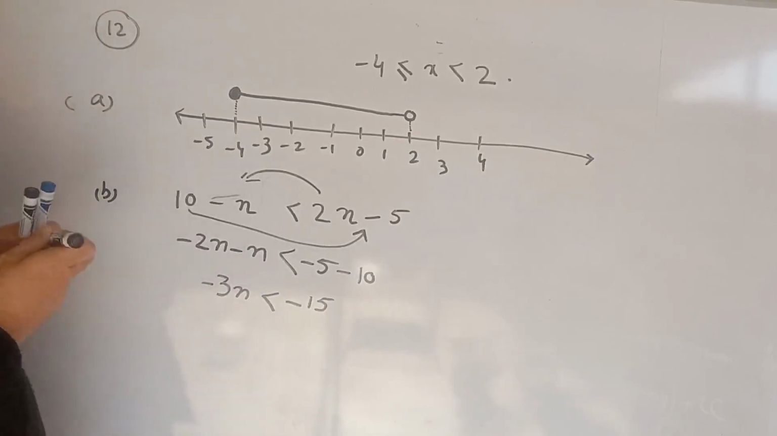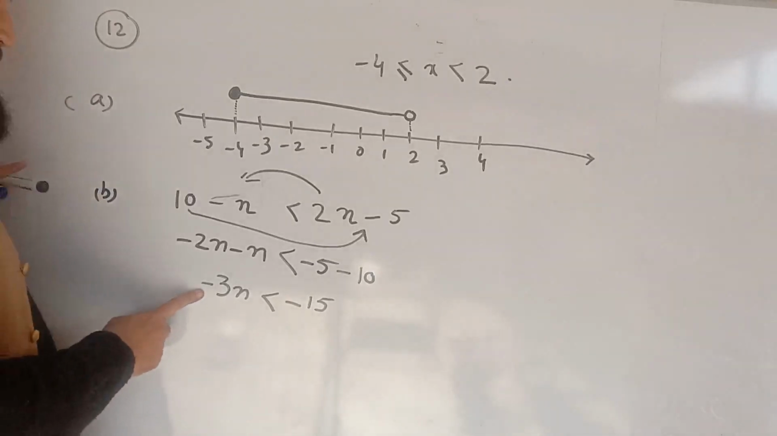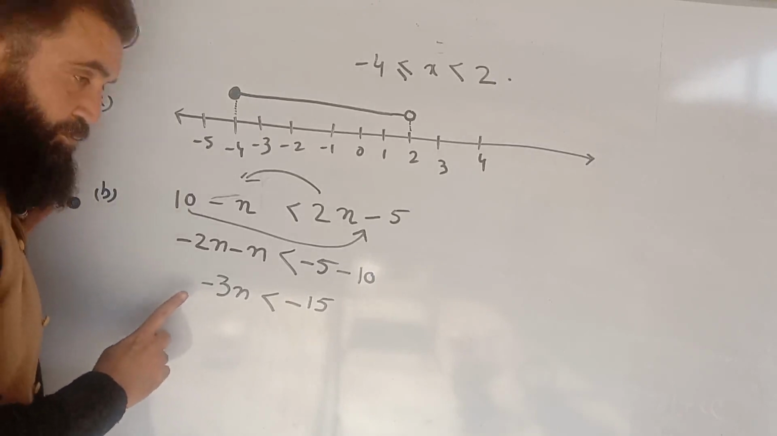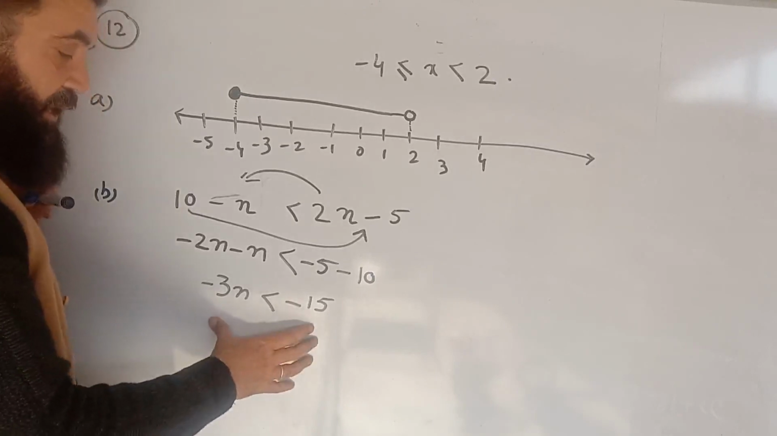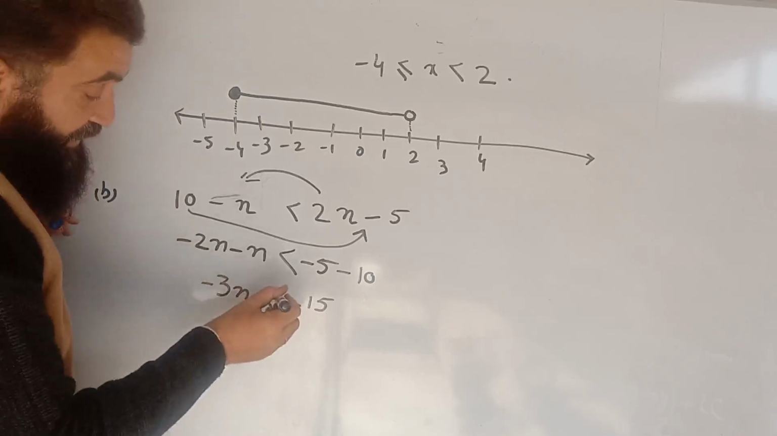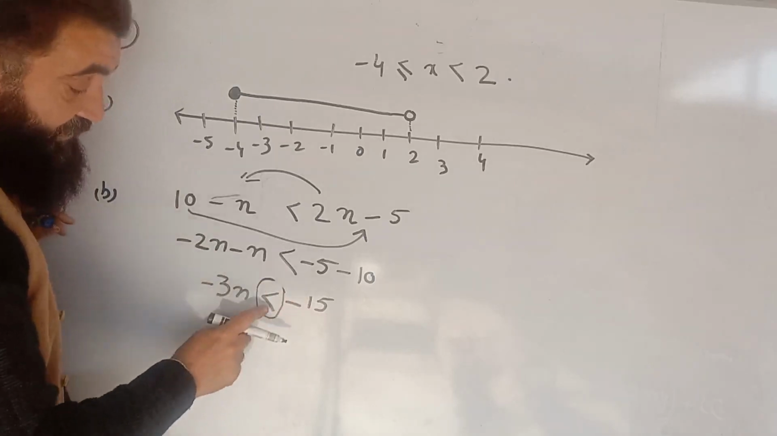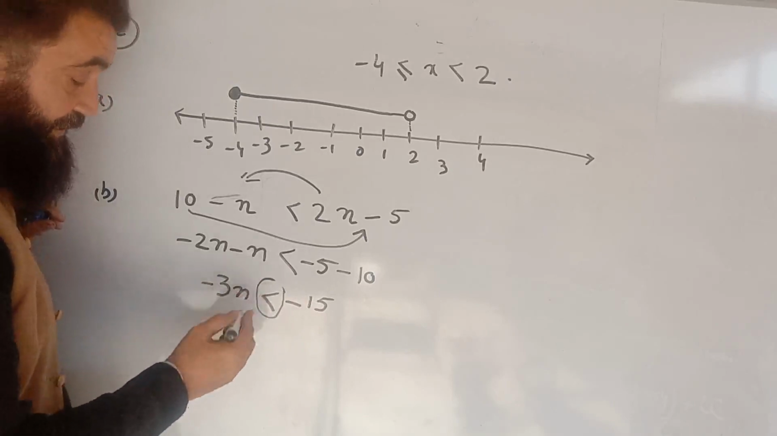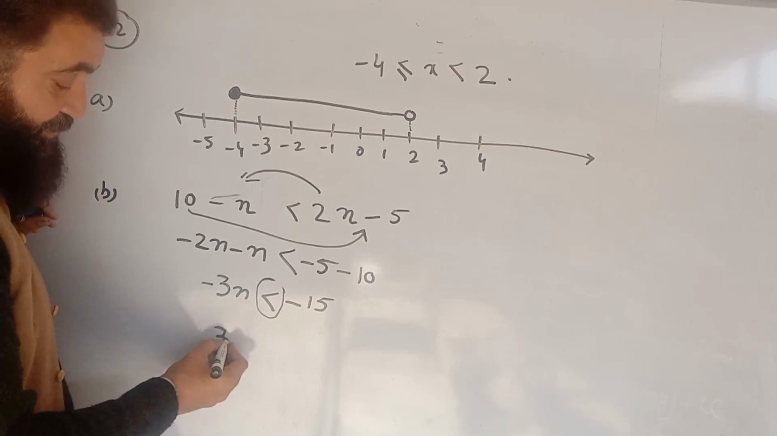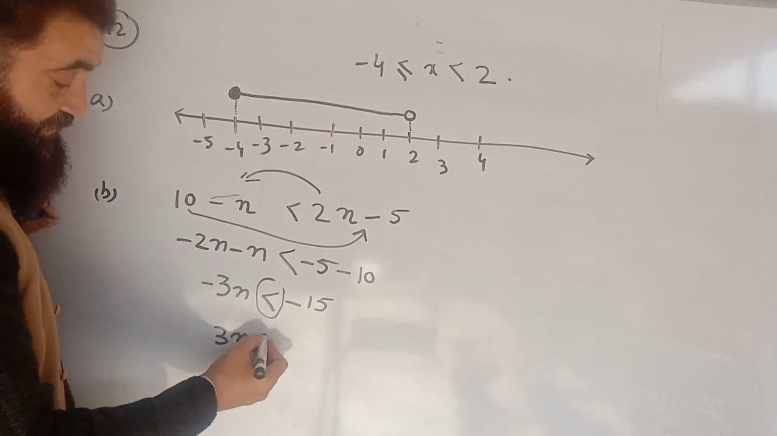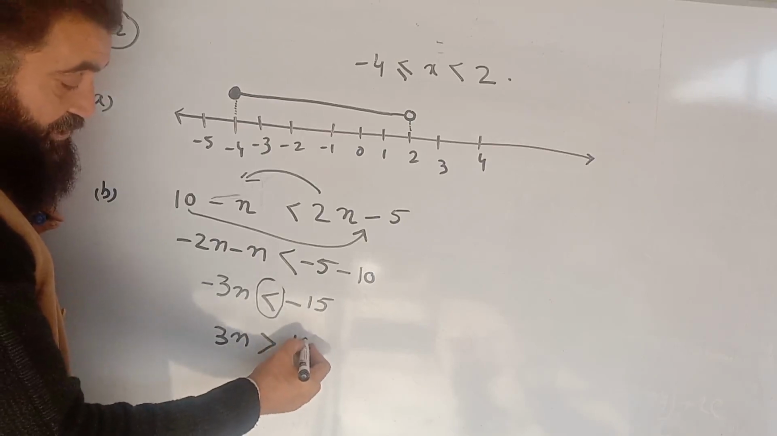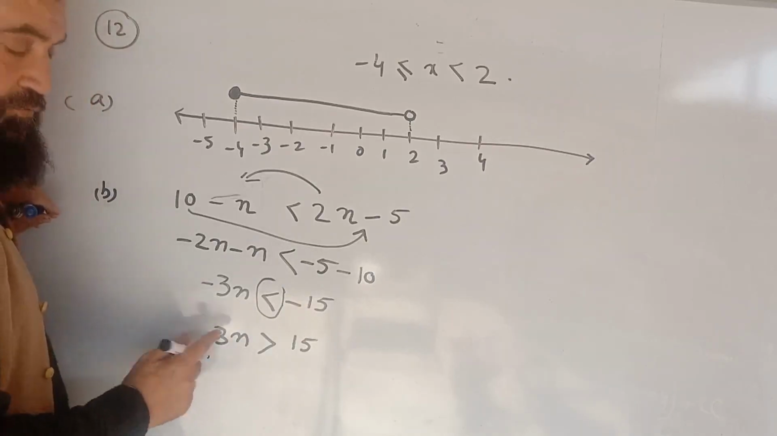Now when we change the signs, we have to multiply with a negative number. When you multiply both sides, or divide both sides, with a negative number, the sign is reversed. It is less than, this will become greater than. So when we switch the sign to positive, this will become 3n, and this less than sign becomes greater than, and this minus 15 will become 15. Now this 3 is positive, we can divide it.